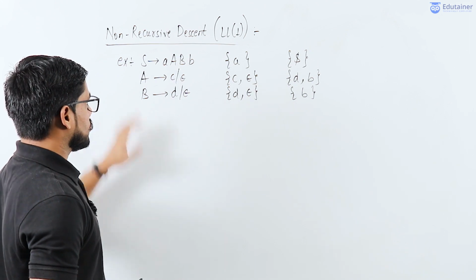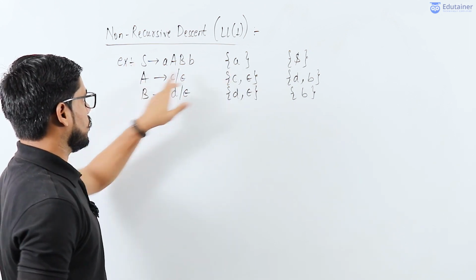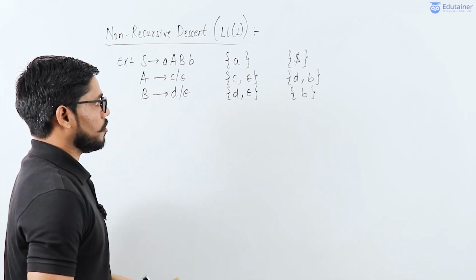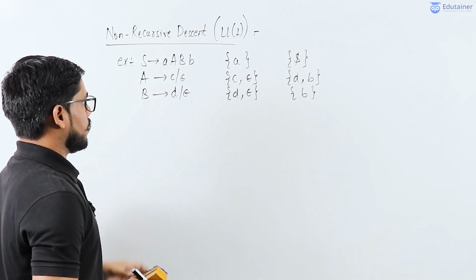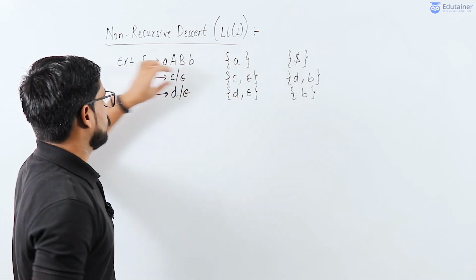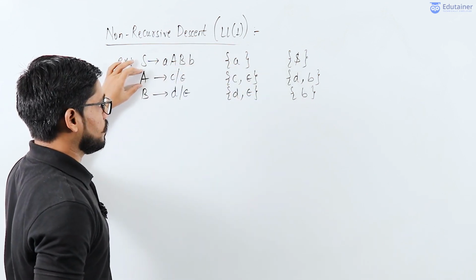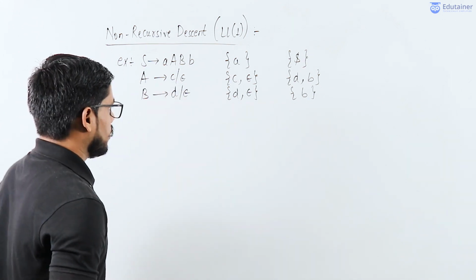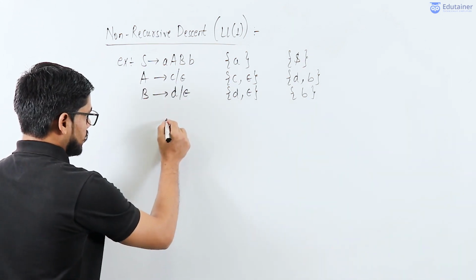So the first of S is small a, first of capital A is c, epsilon, and first of capital B is d, epsilon. While follow of S is dollar, follow of A is b, d, and follow of B is small b. Okay, so let's construct the LL1 parsing table.